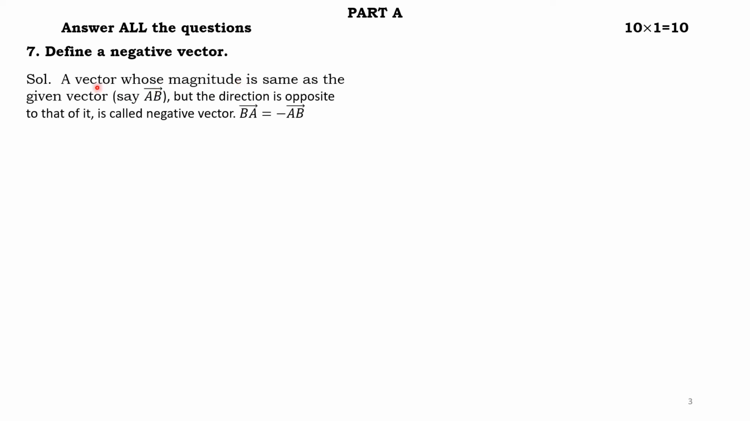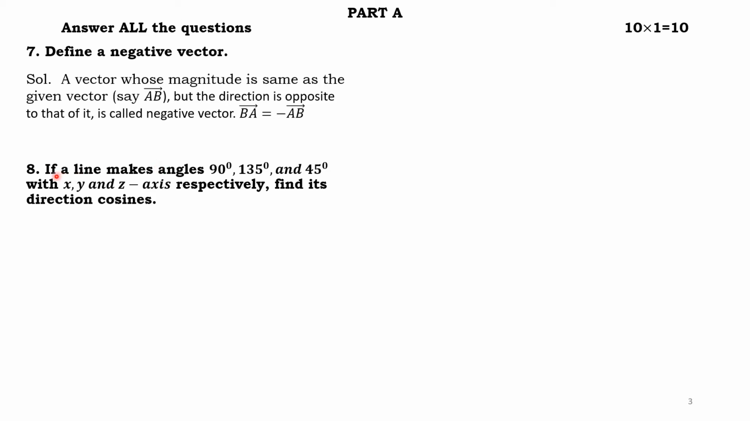Next part. That is continuing Part A, the remaining questions. Question number 7. Define a negative vector. This is also as per your textbook. The definition. Answer: a vector whose magnitude is same as the vector, say AB, but direction is opposite. So for a negative vector, magnitude is same but direction is opposite to that of it. That is, vector BA will be equal to minus of vector AB.